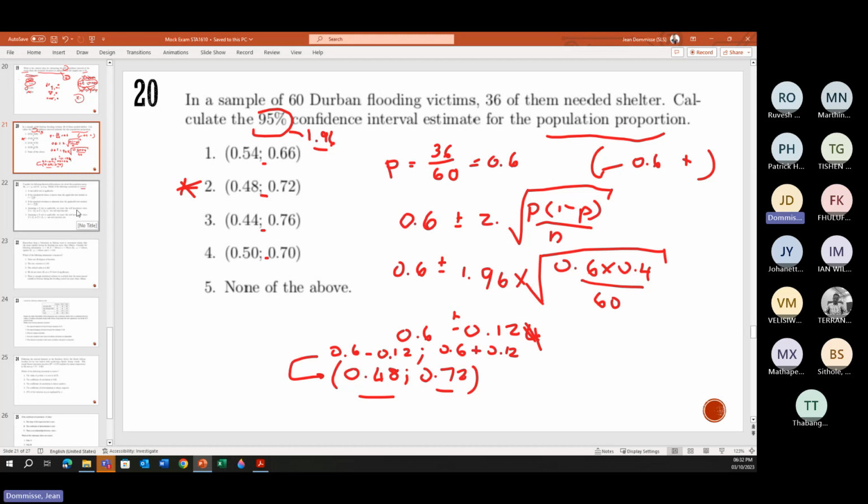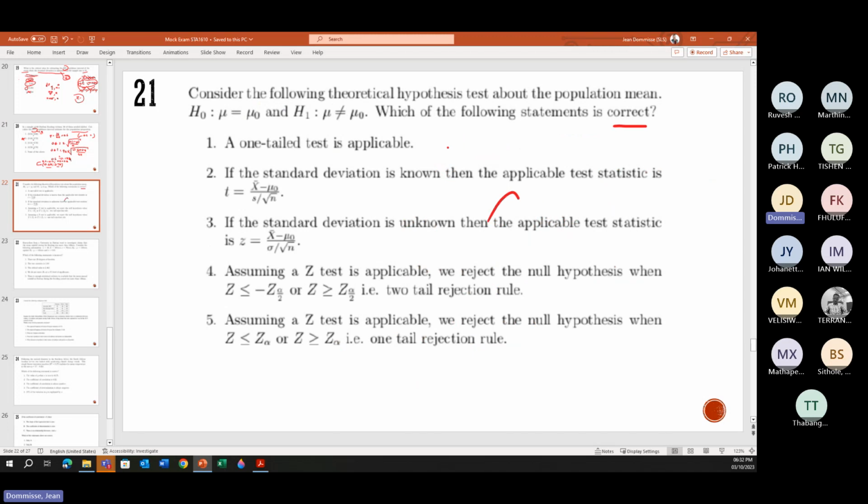Okay, so hypothesis testing, which one is correct? Okay, so now again, this is my hypothesis. Is it one tail or not?